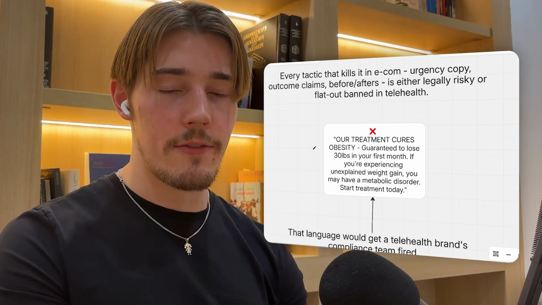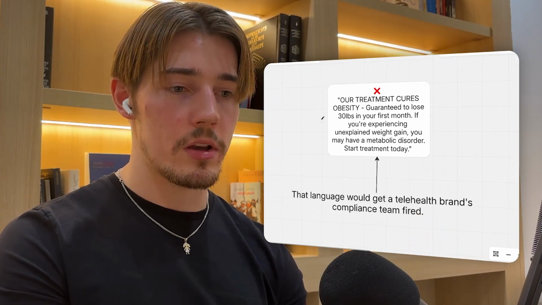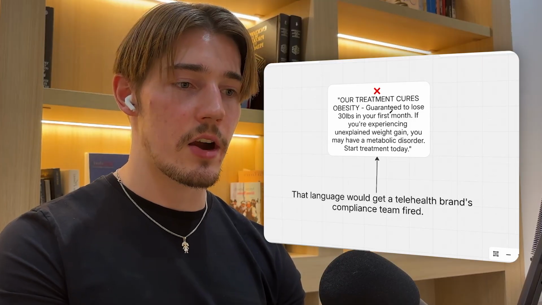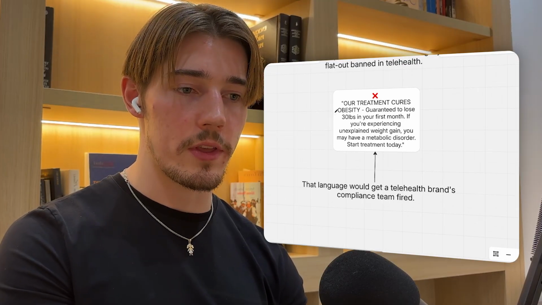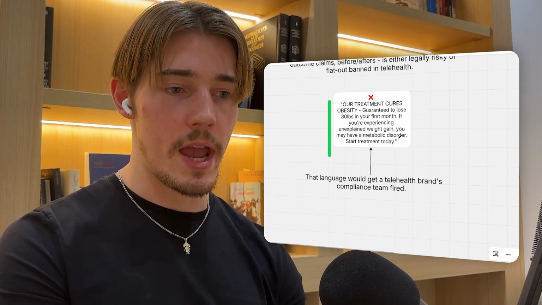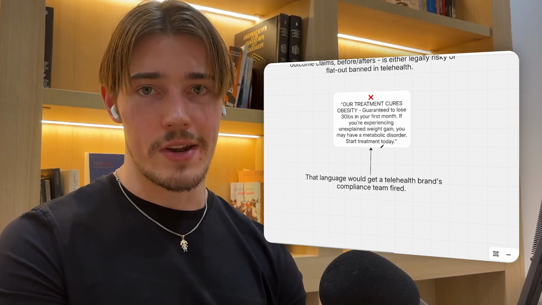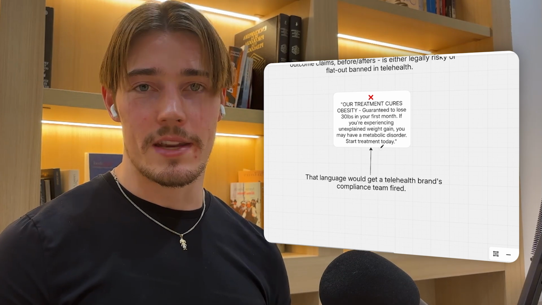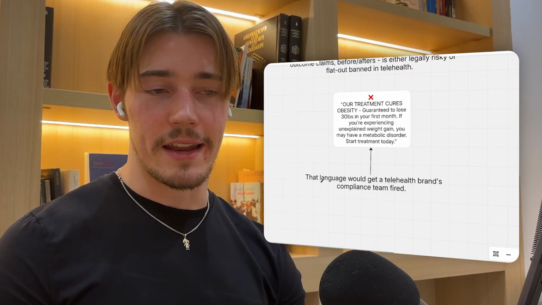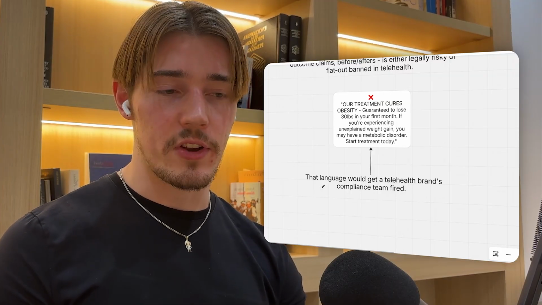So if I give you a really extreme example: "Our treatment cures obesity, guaranteed to lose 30 pounds in your first month. If you're experiencing unexplained weight gain, you may have a metabolic disorder, start treatment today." So that's like, get a telehealth brand's compliance team fired. That's what I wrote here. And that's what I would say you don't want to do. That's an example of what to avoid.